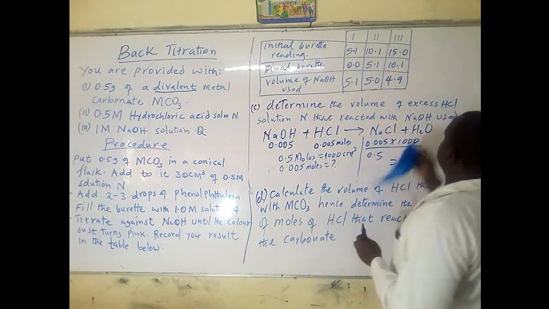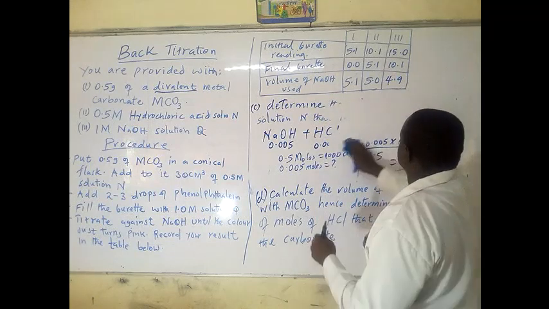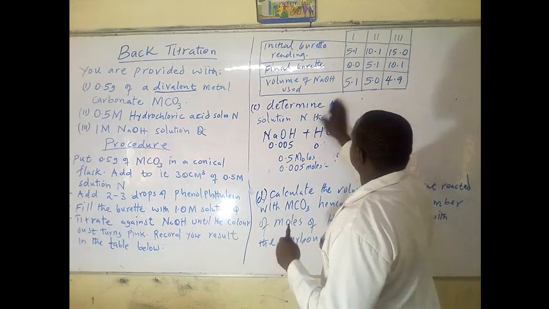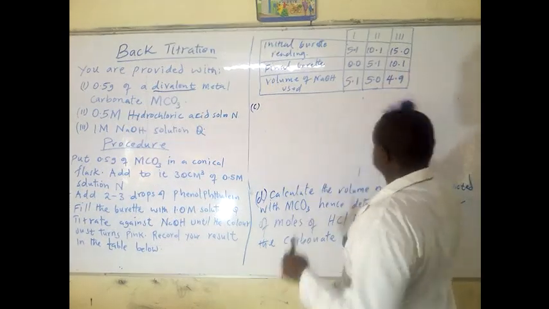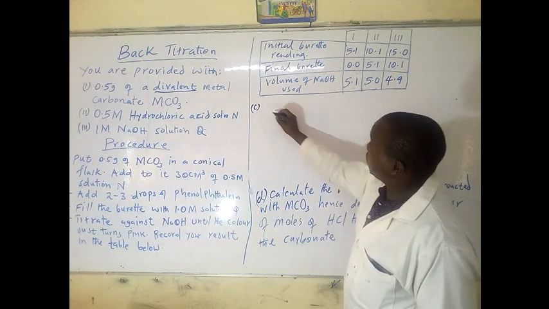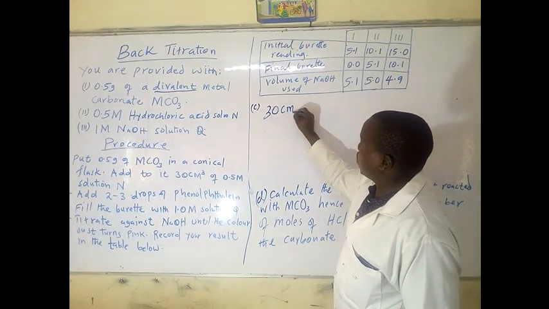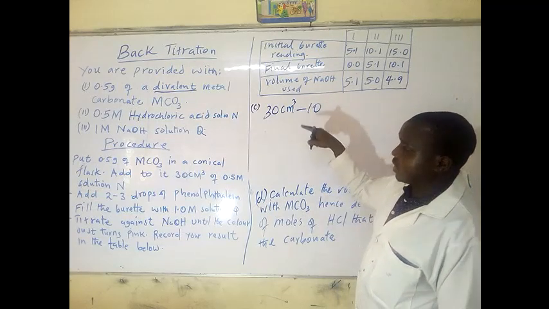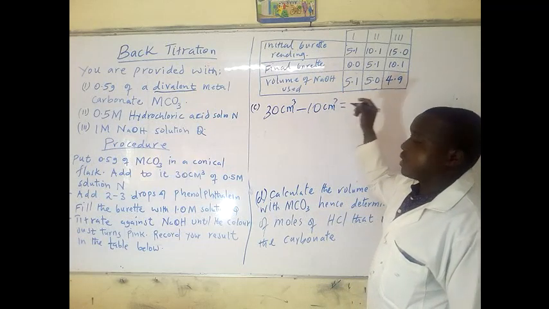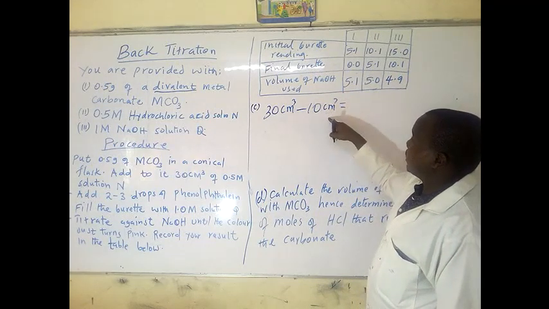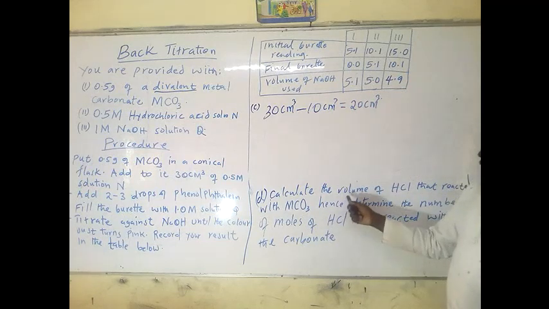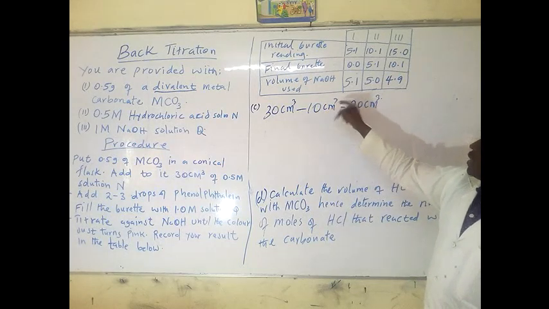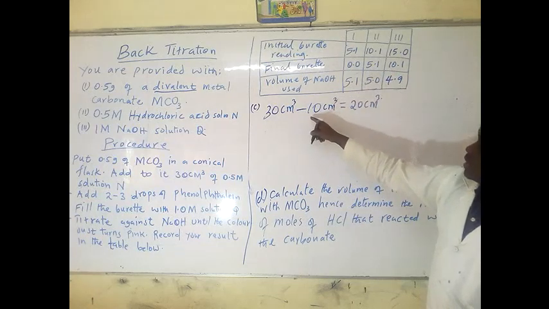So you remember very well that the volume that was put into the conical flask was 30 centimeters cube. And now in part C, we have determined that the volume that reacted with sodium hydroxide is 10 centimeters cube. So the initial volume was 30 centimeters cube, and 10 is the one that reacted with sodium hydroxide. Therefore, the volume of HCl that reacted with the carbonate is 20 centimeters cube. So that is the volume of HCl that reacted with the M carbonate, because we have obtained the volume that reacted with sodium hydroxide. The volume that was in excess is 10.